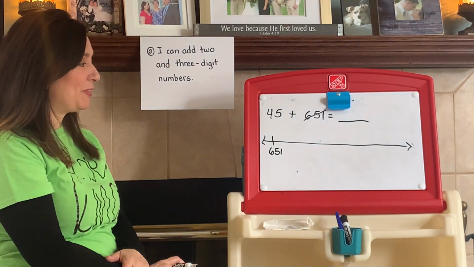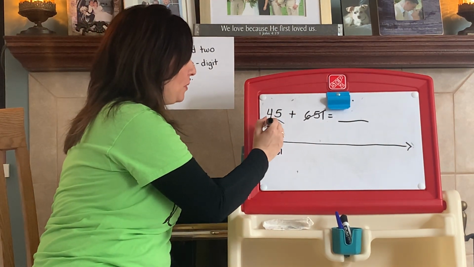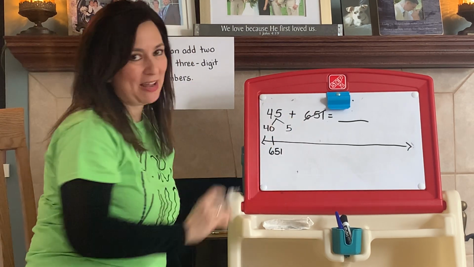I positioned 651. Now I need to add 45. I'm going to decompose 45 into 40 and 5.